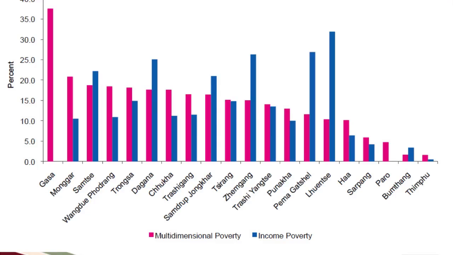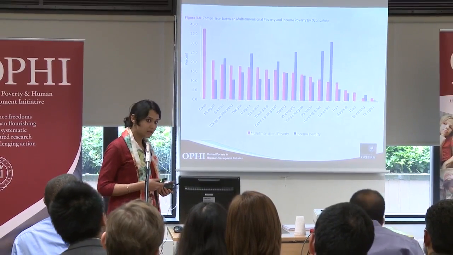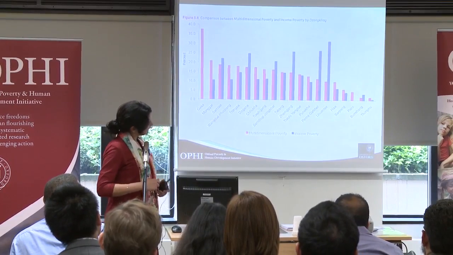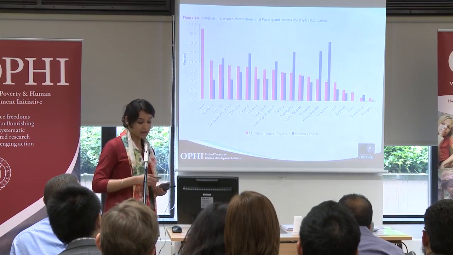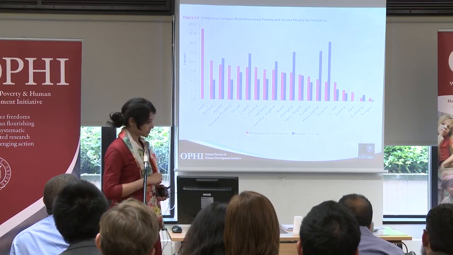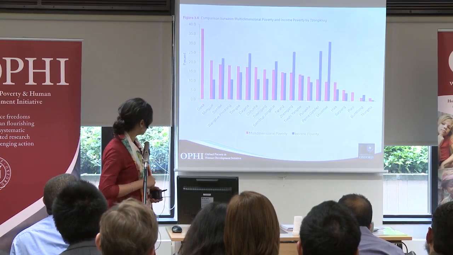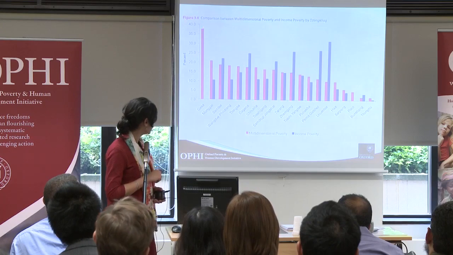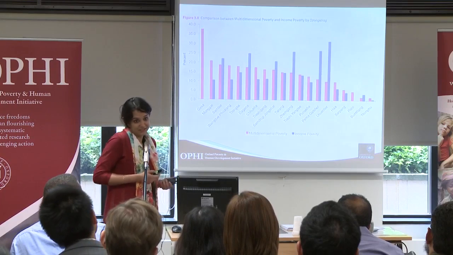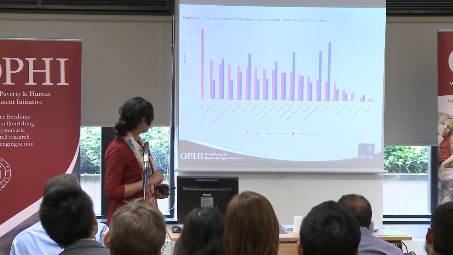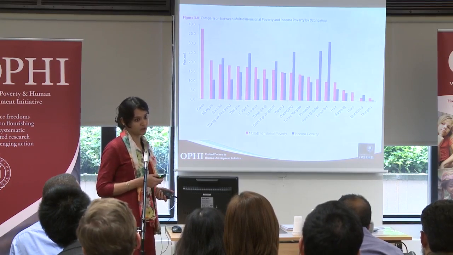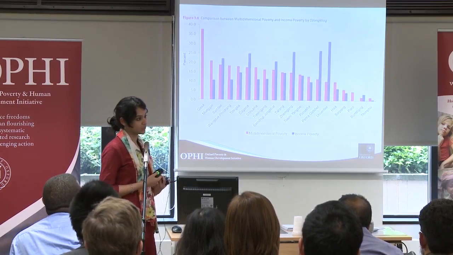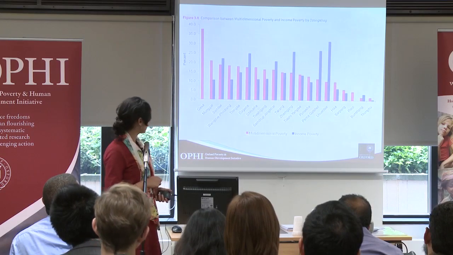And if we compare the headcounts using the multidimensional poverty index and income poverty by Zongkhag, a similar trend appears, where in general, in over half of the districts the multidimensional poverty headcount was higher than the income poverty headcount. It's most remarkable for Zongkhag Gasa, where the multidimensional headcount is almost 40%, whereas by income poverty there's almost nobody who is poor. In general, we can see that the mismatches are large. For the majority of the Zongkhags, the mismatches are quite large in terms of who's being identified as poor by the two measures. So this is an interesting fact about Bhutan.